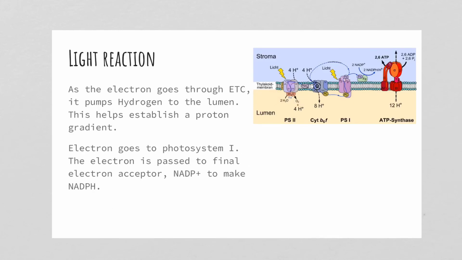The biggest important thing is that this transfer of all these electrons is going to pump hydrogen into the lumen. This helps build up a proton gradient. All these hydrogens build up on the inside, and then eventually they have to go back to the stroma, and by doing so, they help power ATP synthase to make ATP. So the big thing about the light reaction is that we are going to make some ATP, and that ATP is going to be used later as energy to help make sugar.